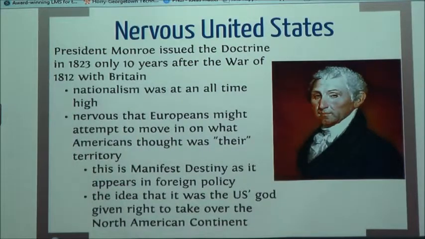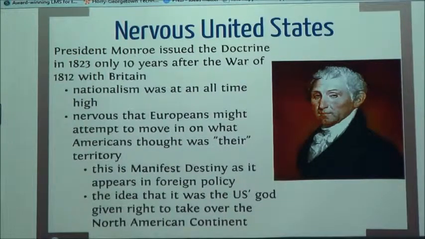Now, the United States was a bit nervous as well. Part of the issue with the Monroe Doctrine is that it's only 10 years after the War of 1812 with Britain. Nationalism is at an all-time high, and the Americans are nervous that Europeans might attempt to move in on what Americans thought was their territory, which means the entire North American continent. So this Monroe Doctrine is actually manifest destiny in foreign policy.